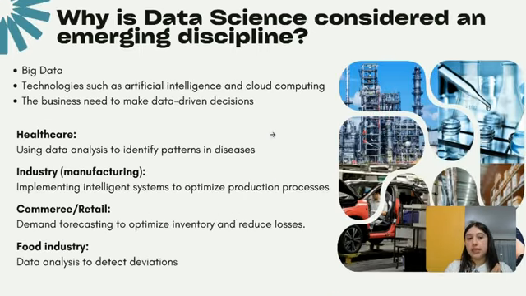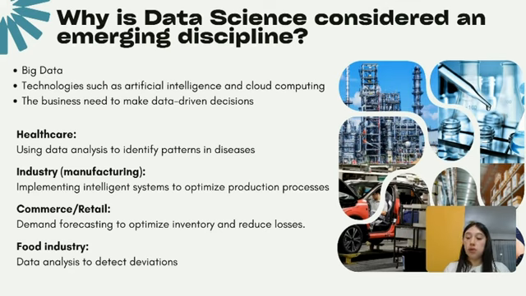So, why is data science considered an emerging discipline? It is considered an emerging field because it's still in the process of developing and constantly evolving, both in terms of methods and applications. Its growth has accelerated due to the rise of big data, technologies such as artificial intelligence and cloud computing, and the business need to make data-driven decisions.